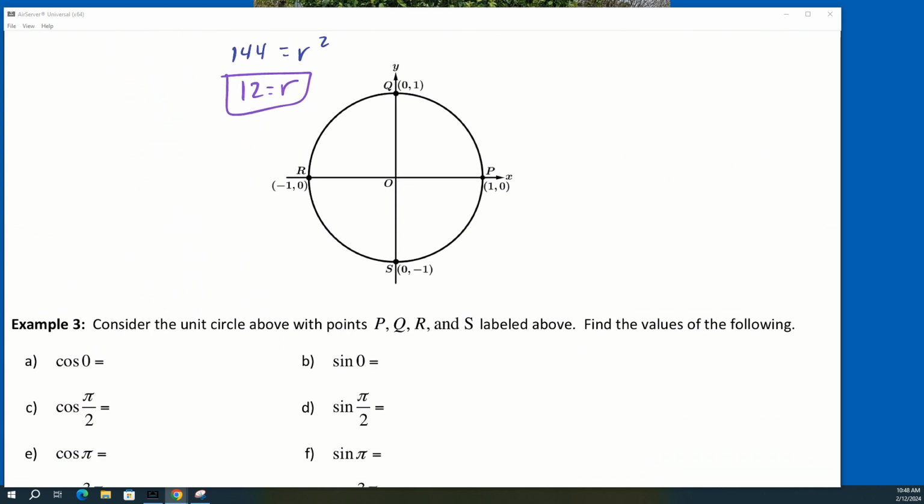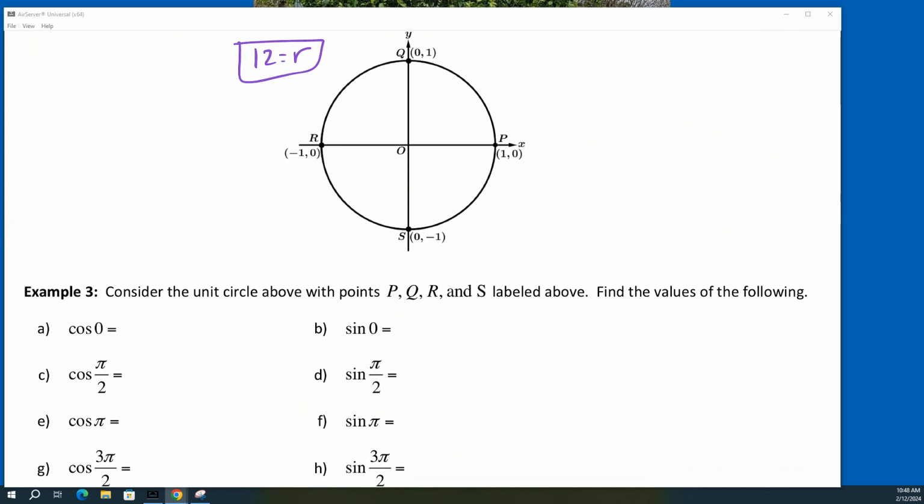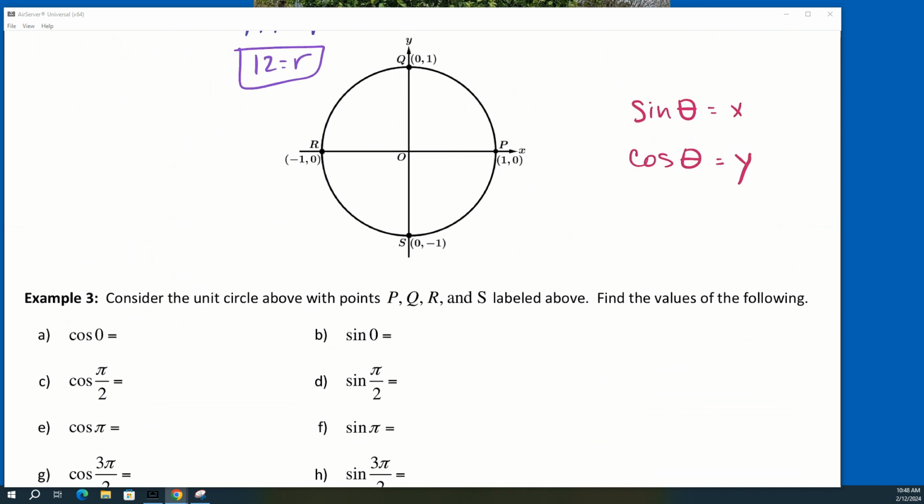Okay, so we talked about the unit circle on Friday, and that if we are on a unit circle, which is a circle that the radius is 1, then if I want to find the sine of an angle, all I have to do is use the x-coordinate. And if I want to find the cosine of an angle, all I have to do is use the y-coordinate. And I know this is a unit circle because each one of these points is 1 unit away from the center.